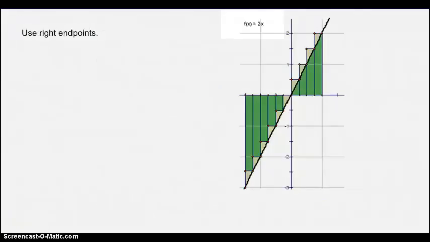Most of the time we're going to be given a function, we're going to be told what endpoints to use, we're going to be told or shown what interval. We're going to be told over what interval we are going to be approximating the area. Remember, area below the x-axis will be negative, area above will be positive. So using right endpoints on the function y equals 2x, let's approximate this area.